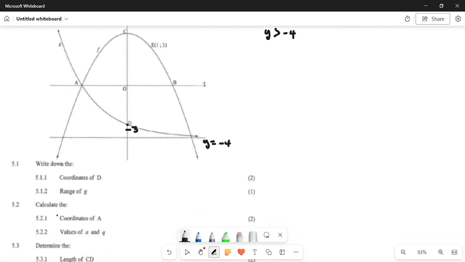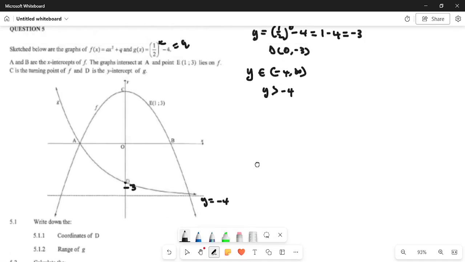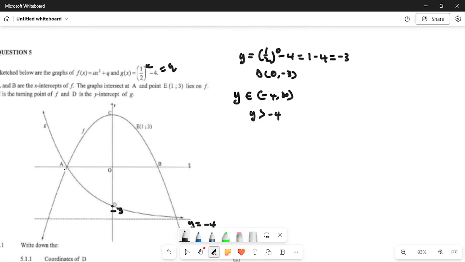And then the second question, calculate the coordinates of A. At A, that is where our two functions intersect. And at the same time, at A, that's where we have our x-intercept for the function of g. At this present moment, we only know the equation of g, so let us just use g. In fact, g is the easiest to use at this point. Even if we had the equation of f, it's always best to use g.